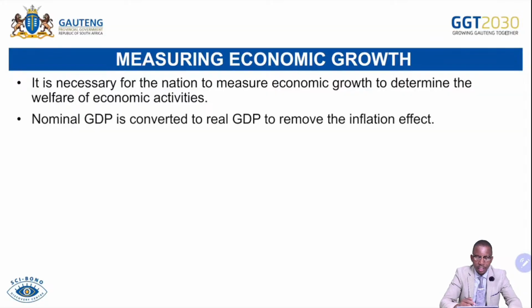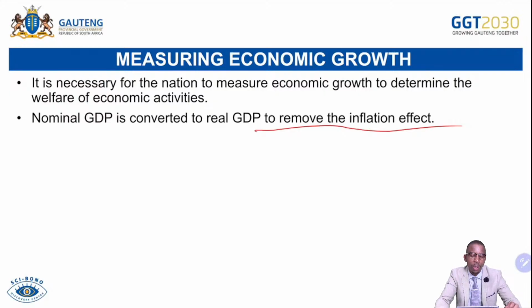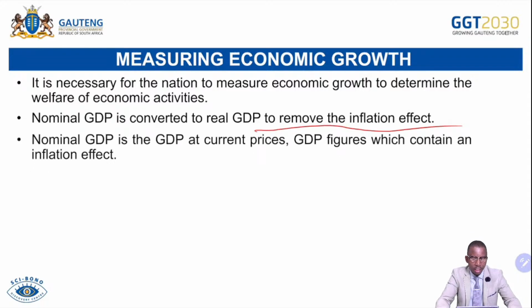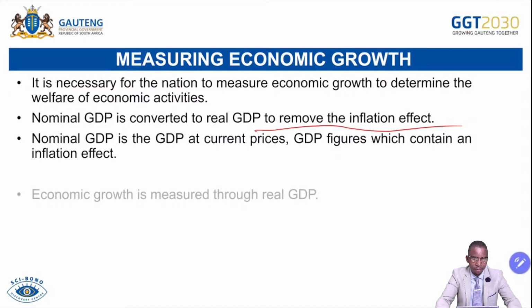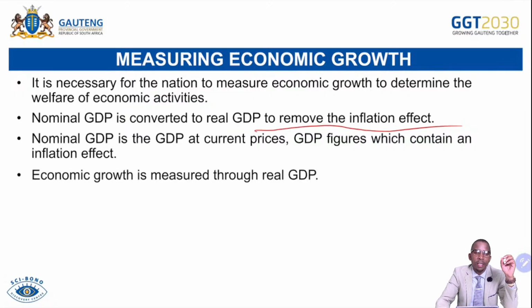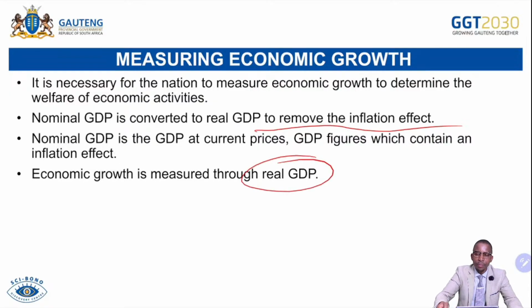Nominal GDP is converted to real GDP to remove inflation effect when measuring economic growth. So remember, when we talk of nominal GDP, we mean the one that has not been adjusted. So we adjust and convert nominal GDP to real GDP so that we can measure economic growth. Nominal GDP is the GDP at current prices, GDP figures which contain an inflation effect. So we don't use nominal GDP to measure economic growth because it gives us distorted figures of economic growth. It gives us inflated figures in a way that we might think there is economic growth while there is more inflation. Economic growth is measured through real GDP.